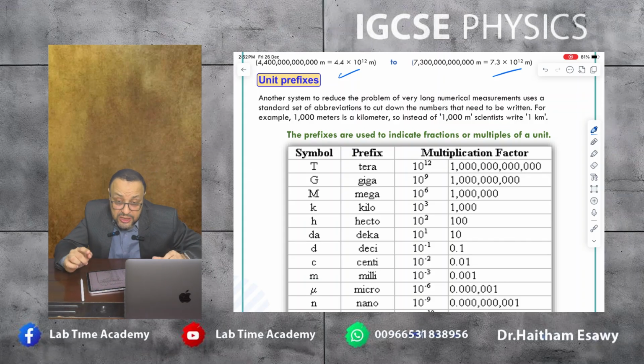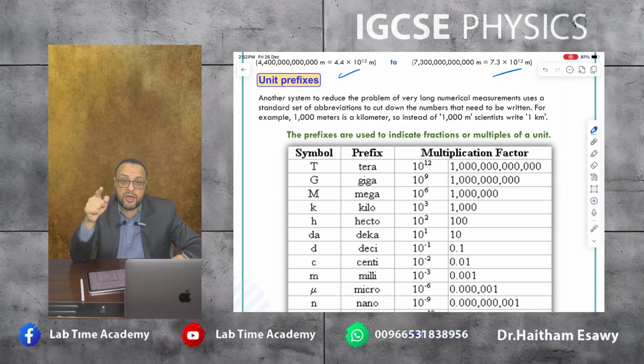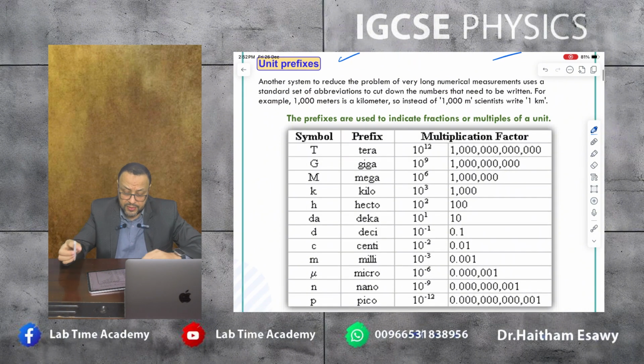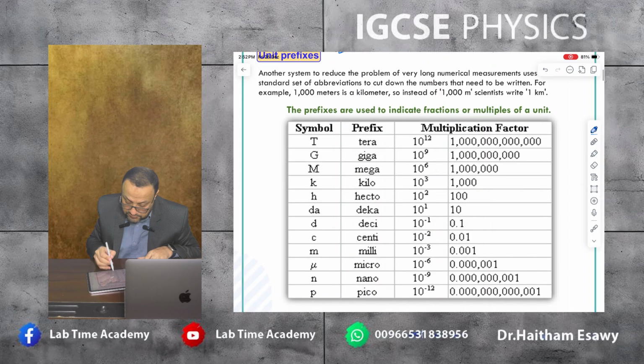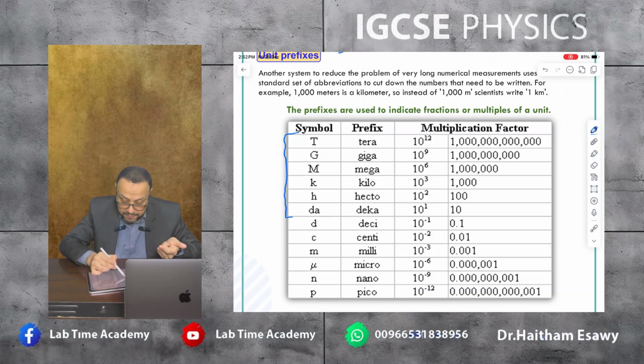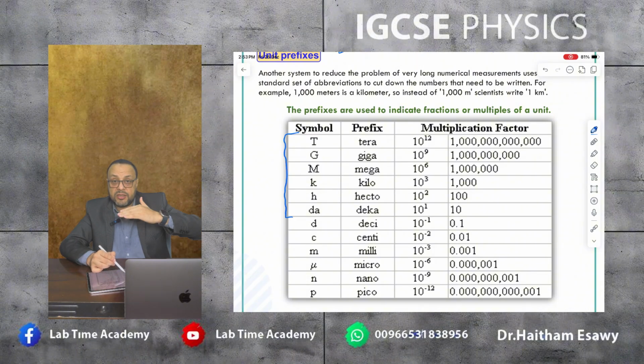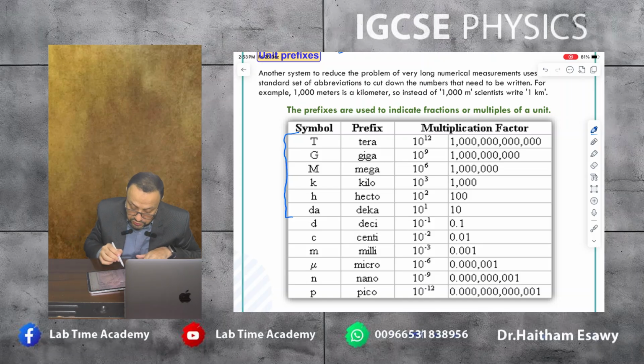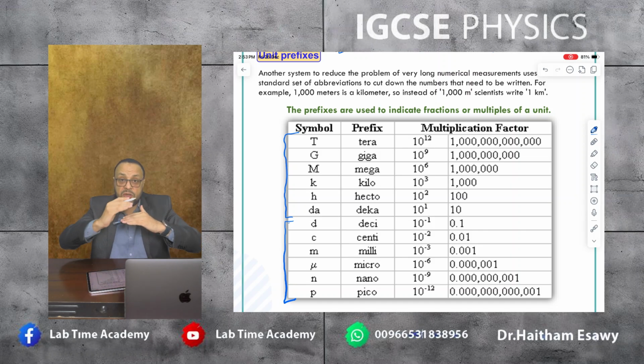So here we have prefixes, and actually you can convert from one prefix to the other just by multiplying by a specific factor, as you see in front of you in the table. Actually here ya shabab, if we start from deca till we reach tera, these are the multiples of the unit. Here we have tera, giga, mega, kilo, hecto, deca. All of them are greater than the unit, multiples of the unit. But if we start from deci to pico, here we have fractions of the unit. So according to the situation, you have to mention which unit you will use.